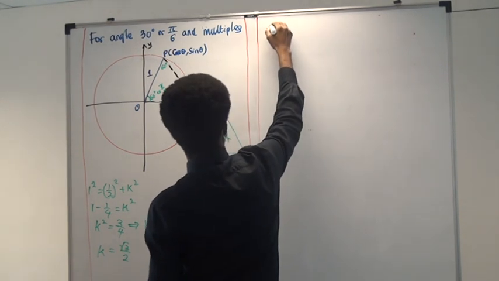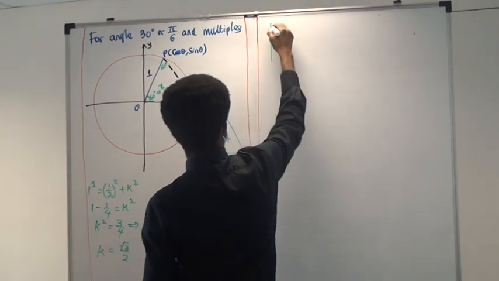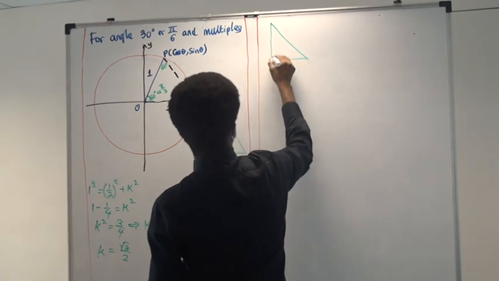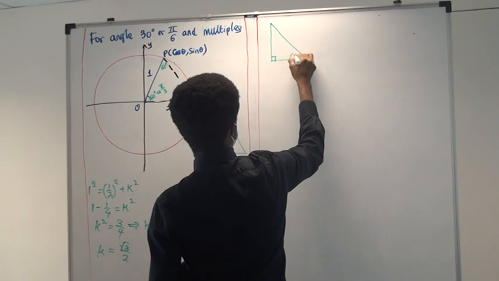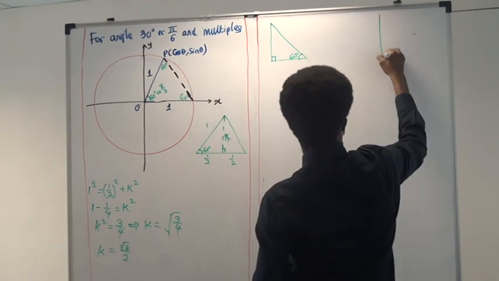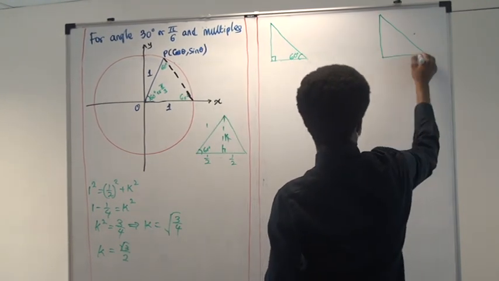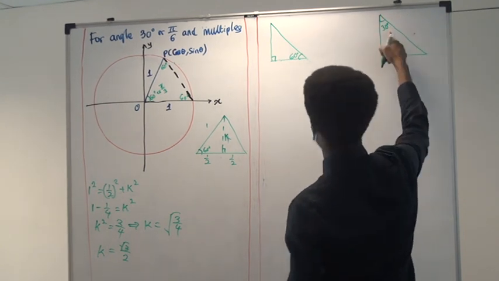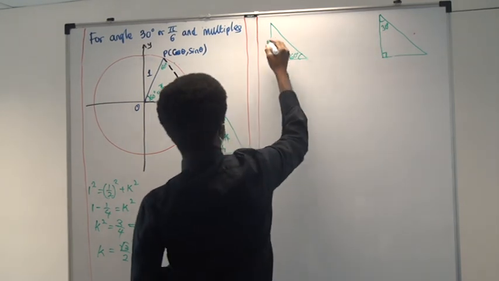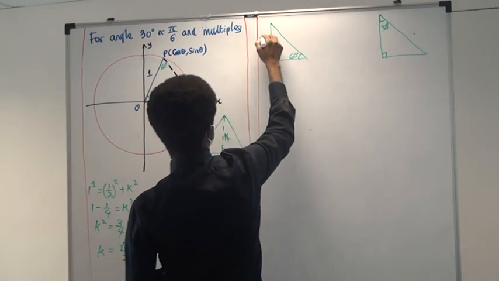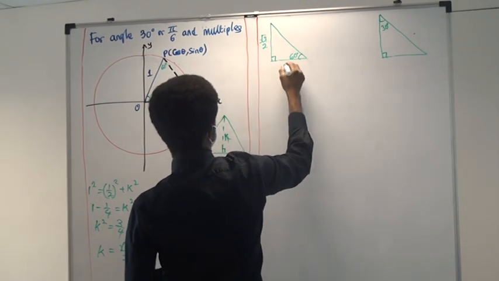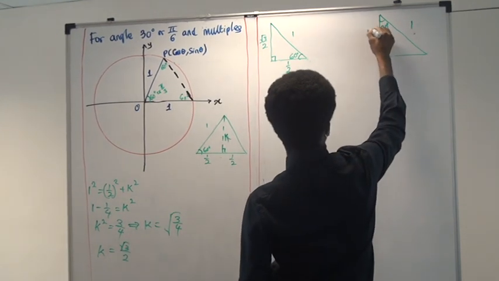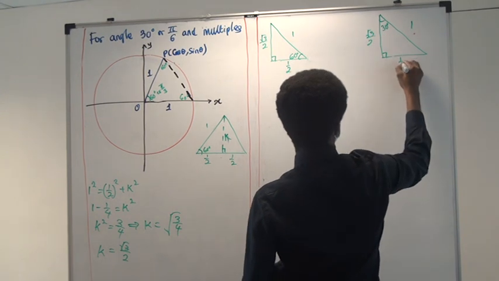Now from that, we can draw a better diagram. One for 30 and one for 60. Maybe something like this. This is 60. I draw the same diagram, but consider 30 this time. Because if this is 60, this has to be 30. In each case, this is my k, which is root 3 over 2. This is 1 over 2. This is 1.